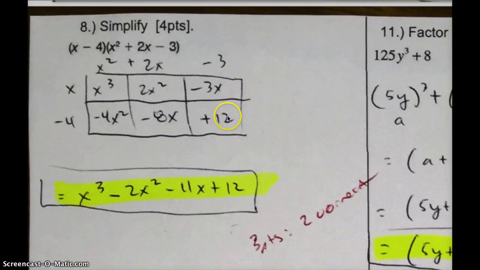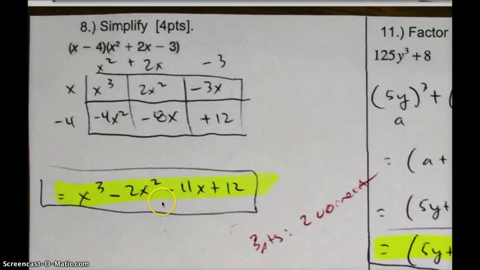We multiplied first. Now we're going to combine like terms. And you'll notice that the like terms here are on the diagonals. So negative 4 and a positive 2 gives me negative 2. The x to the third goes there. This is a negative 11x, and this is a positive 12.